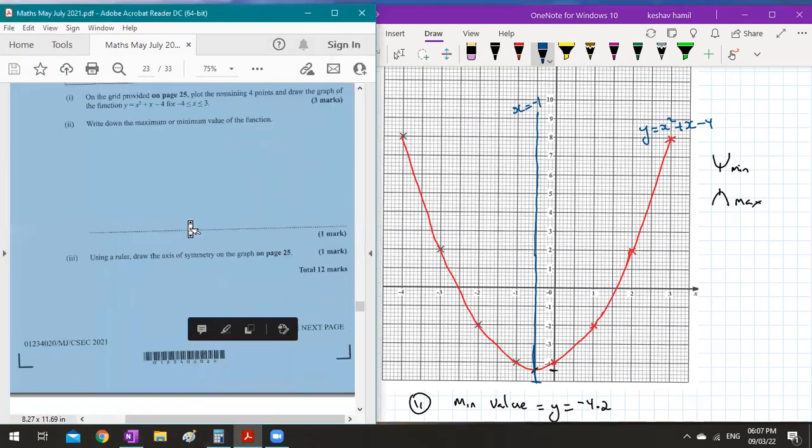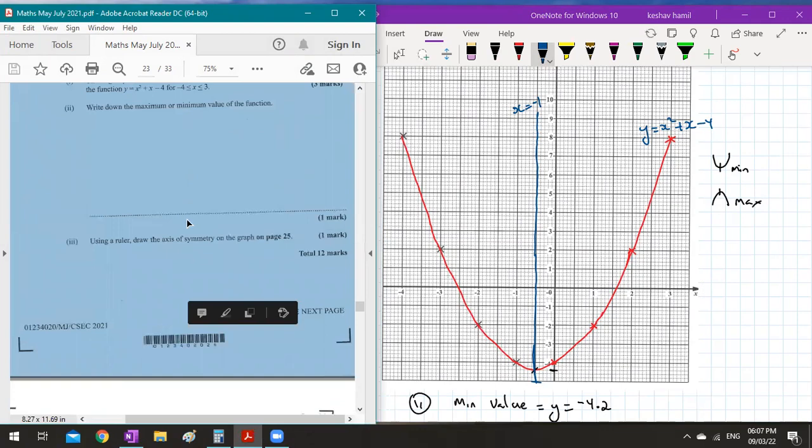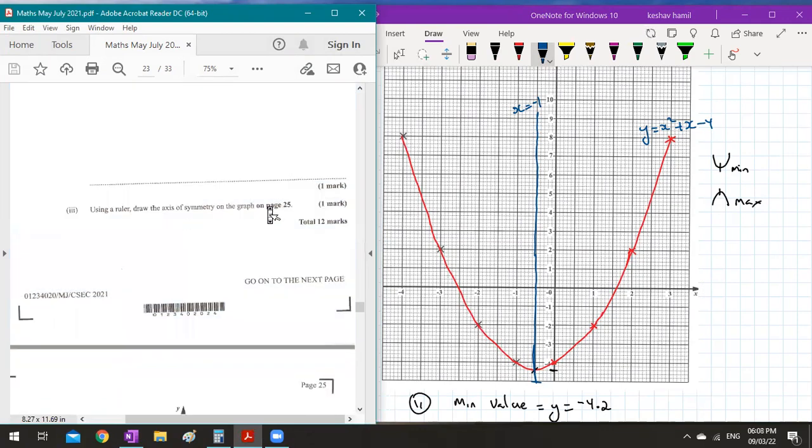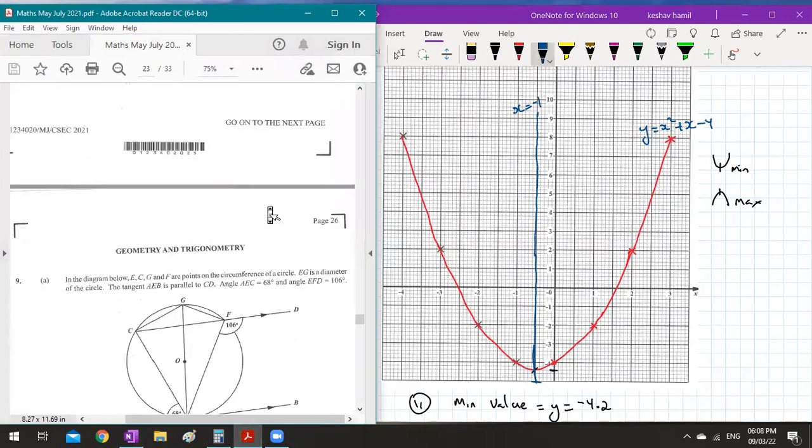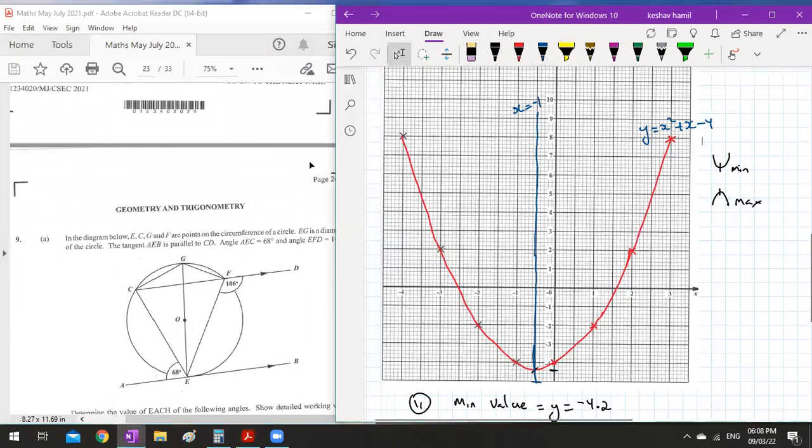Right. There's the axis of symmetry. What else is there? And that's it. So in the next video we will go on into the rest of the paper.